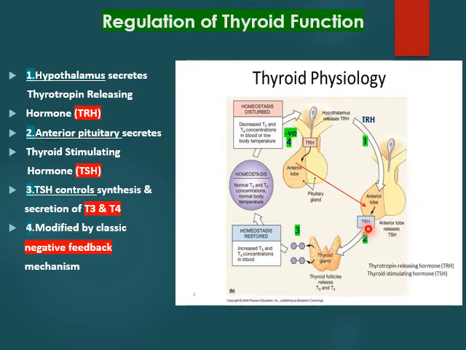And this TSH controls the synthesis of T3 and T4, and so it increases the production of T3 and T4, which are then carried to all parts of the body. And there is a feedback modified by negative feedback mechanism. The higher the level of T3 and T4, the more negative feedback on the hypothalamus as well as the pituitary. So thereby, it reduces the production of TSH and subsequently the T3 and T4.